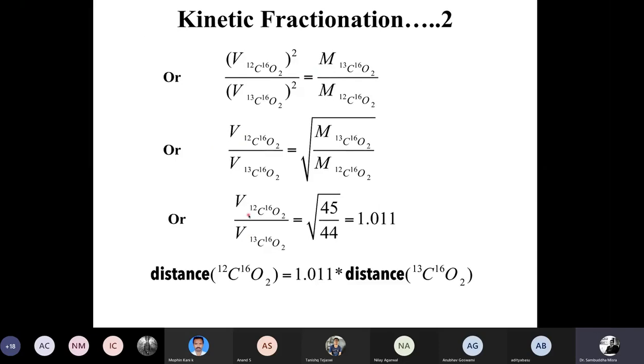ratio of 12C16O2 and 13C16O2 is root 45 by 44. That's 1.001. Which essentially means the distance covered by 12C16O2 is 1.0011 times higher than the distance covered by the 13C16O2. Make a note of this. This will become important in the later sections.